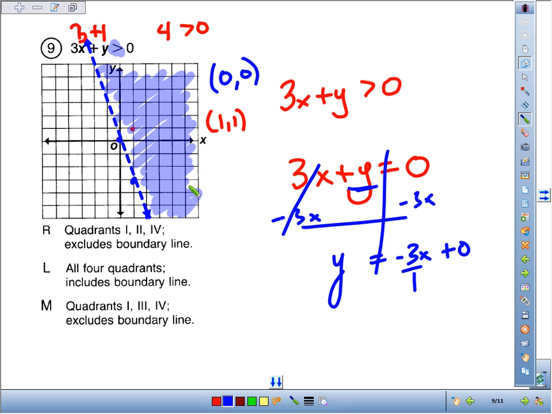Any point in the blue region, if you substitute the x and y coordinate into this inequality, will make it true. Describing it, we've hit quadrant 1, a little bit of quadrant 2. We've hit quadrant 4, and we excluded the boundary line. 1, 2, 4, exclude the boundary line. We're looking at letter R.